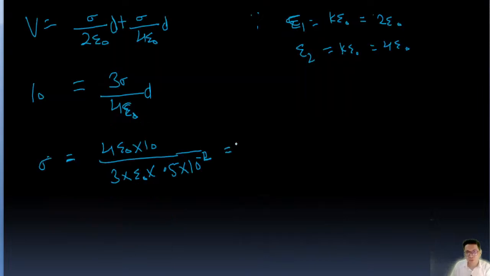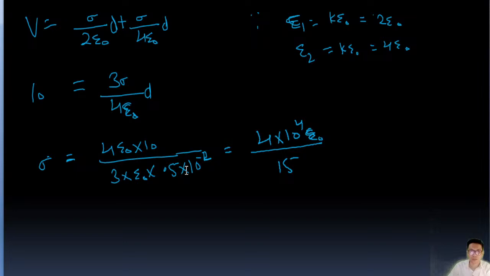So if we solve it, this is going to be 4 into 10 to the power 4 upon 15, because 10 to the power 3 will take up 10 to the power 4, and 3 into 5 is 15. This is the value of sigma times epsilon 0. This is the charge density.